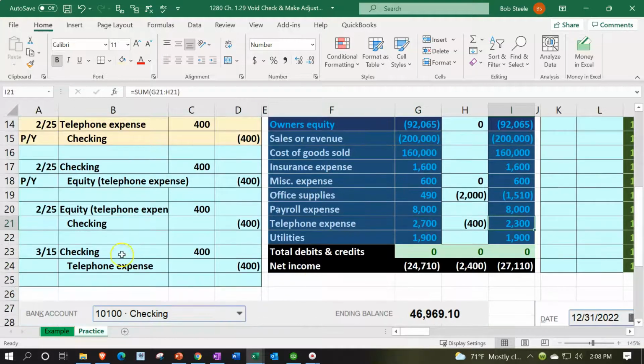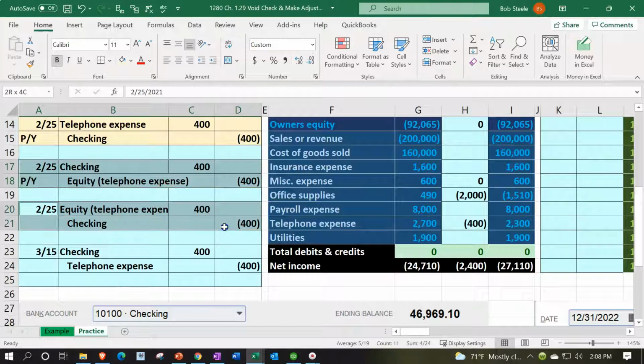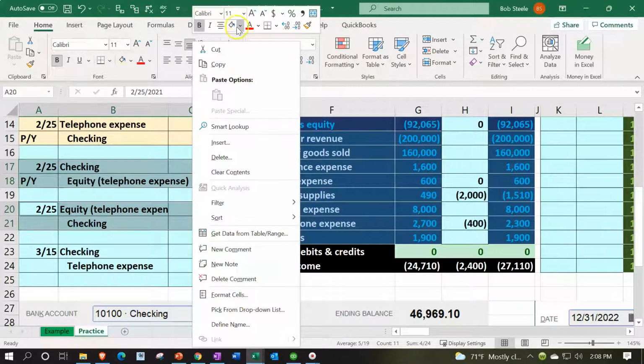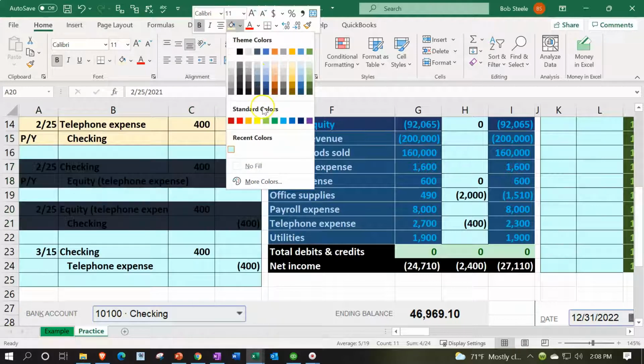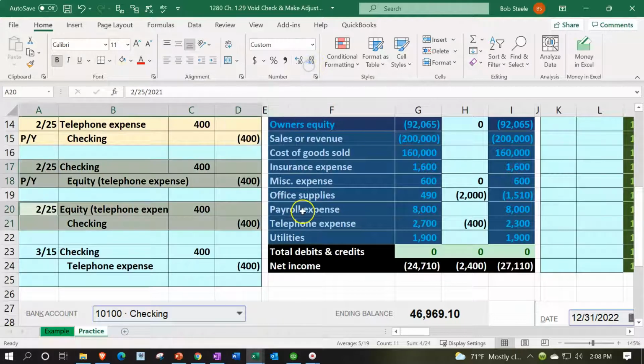Let's post this to our GL. This one we're going to post to the GL. These two I'll indicate are not posted to the GL by making them green. I'm trying to indicate that those are prior period adjustments, that we're just trying to see what the impact was and why we're doing what we're doing.